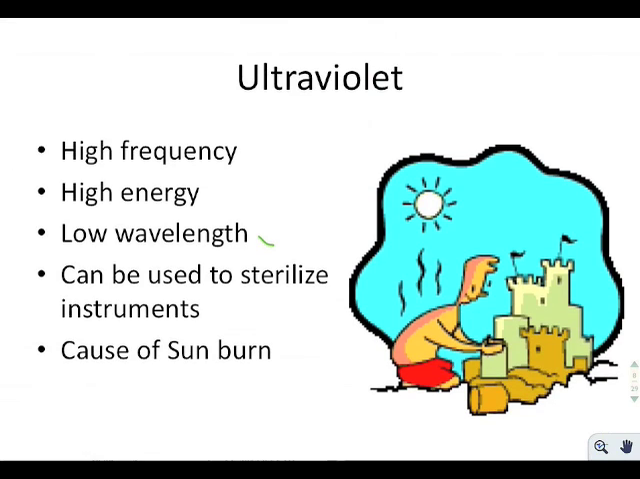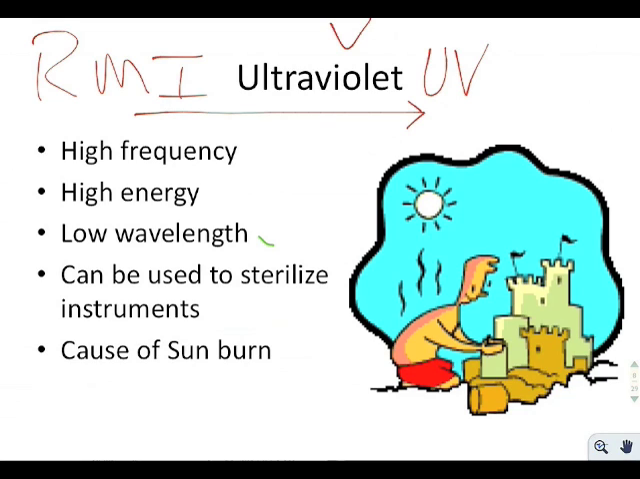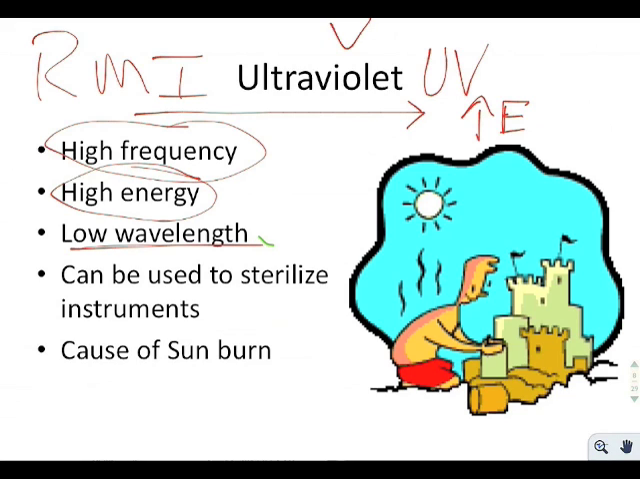Next, we go to ultraviolet. Ultraviolet is slightly higher in frequency and energy than visible light, because remember we had visible light, UV, radio, micro, infrared, and as we move this way, remember we're going up in energy. So we have a high energy, a high frequency, and a low wavelength.